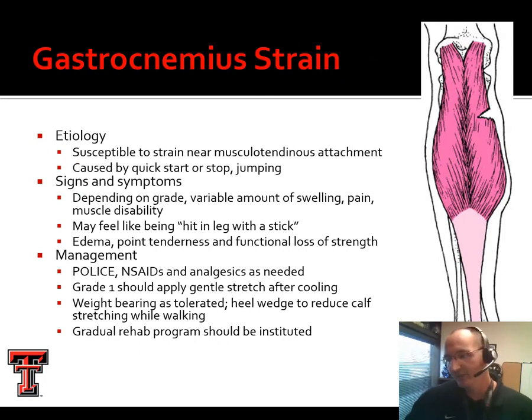Gastroc strain, or soleus strain for that matter, we know that the musculotendinous attachment point is kind of a weak area. This shows a tear to the medial head of the gastroc. We don't see those quite as often as we see damage at the point where the muscle and the tendon come together. We're going to grade strains 1 to 3, just like we did with sprains. This would be an example of a grade 2 strain.